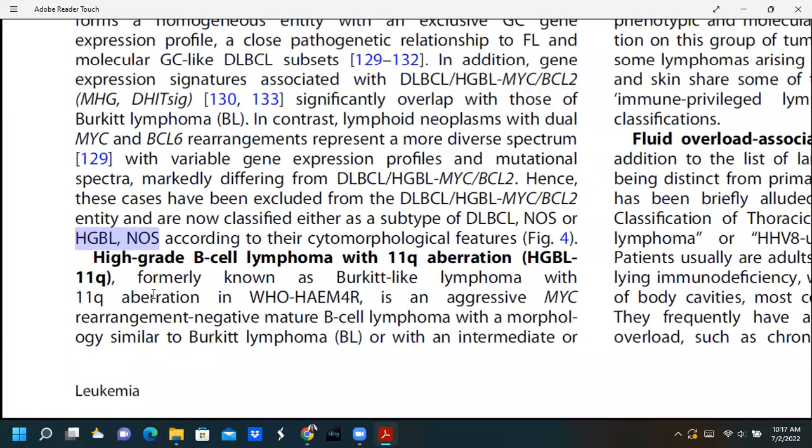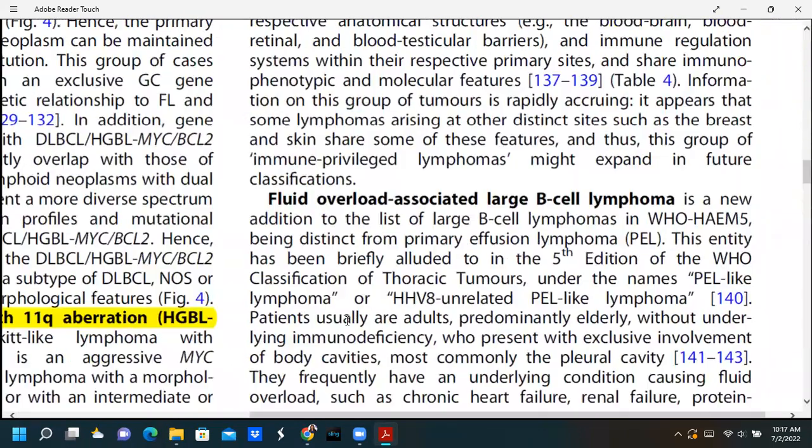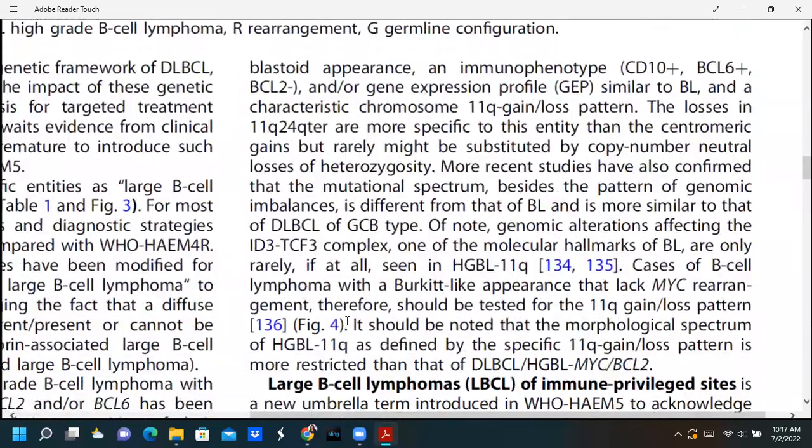Now coming to Burkitt-like lymphoma with 11q, previously it was called Burkitt-like lymphoma with 11q aberration. Now they are calling it high-grade B-cell lymphoma with 11q. So we'll read why. It is an aggressive, MYC rearrangement negative mature B-cell lymphoma with morphology similar to Burkitt or with an intermediate or blastoid appearance, immunophenotype being CD10 positive, BCL6 positive, BCL2 negative, gene expression profile similar to Burkitt's, and characteristic chromosome 11q gain or loss.